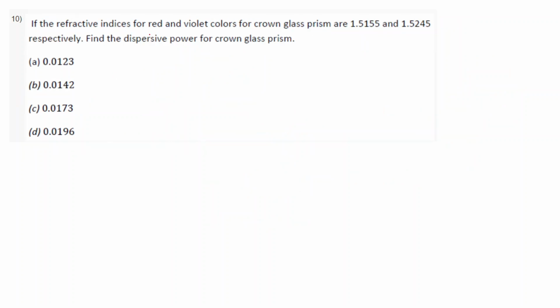If the refractive indices for red and violet colors for some prism material are given as 1.5155 and 1.5245 respectively. So the refractive index for red light is 1.5155, and the refractive index for violet color is given as 1.5245 respectively. Find the dispersive power for this prism material.